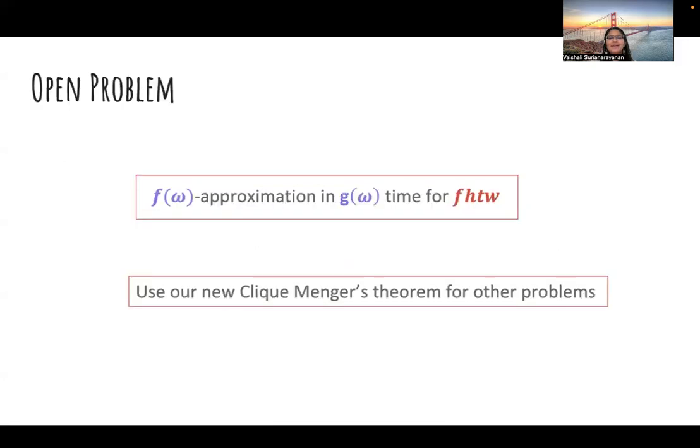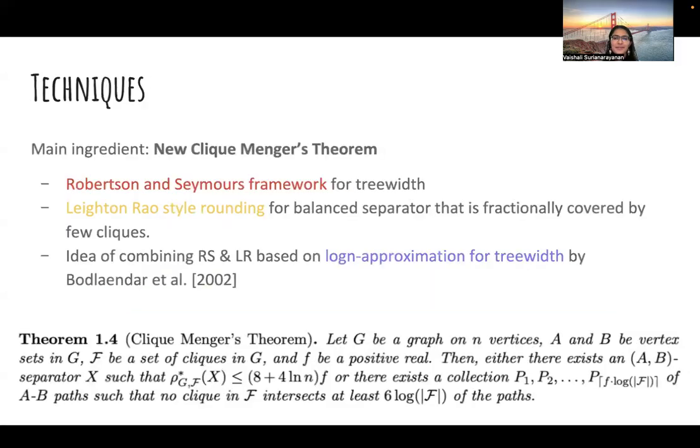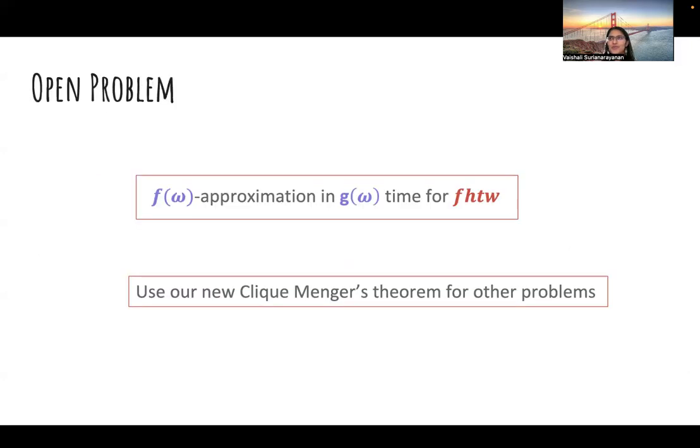Okay. With that, let me mention our main open problem. Does there exist an FPT approximation for fractional hypertree width? That is, does there exist an f of omega time approximation in g of omega time for fractional hypertree width? And another question is, can we use our new Clique-Menger theorem for other problems, right? Our new Clique-Menger theorem has already found use for even-hole-free graphs, and it would be nice to find uses for it in other problems.